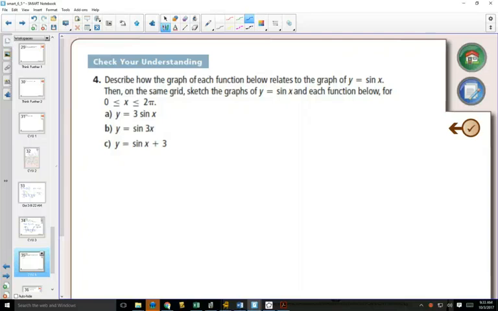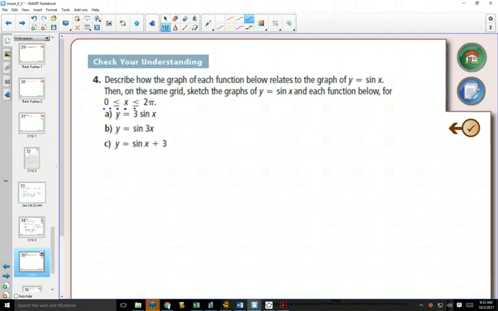In particular, in question 4 here, we're really excited about part C. Part C is the first time that we have a translation that's up or down. Part A and B are review questions from things we've done before. So we'll do them again.